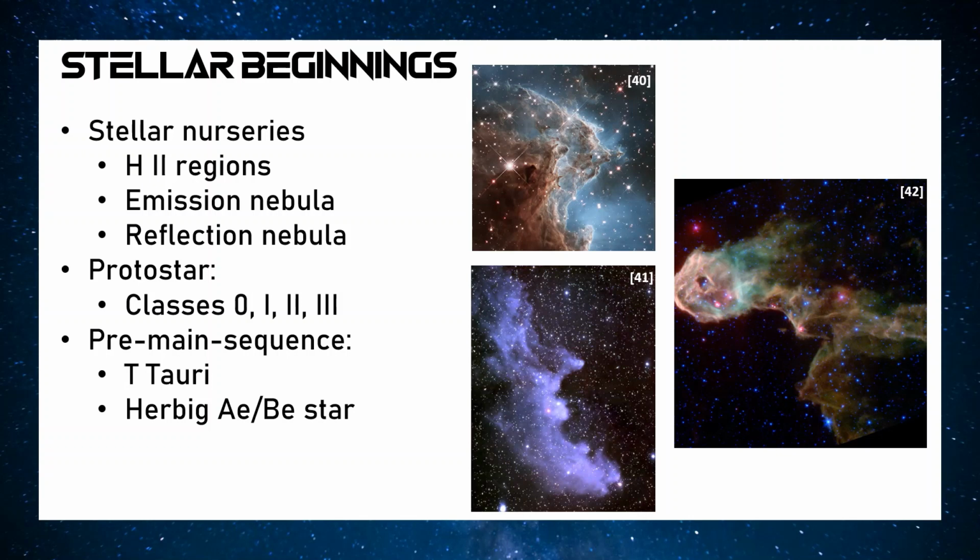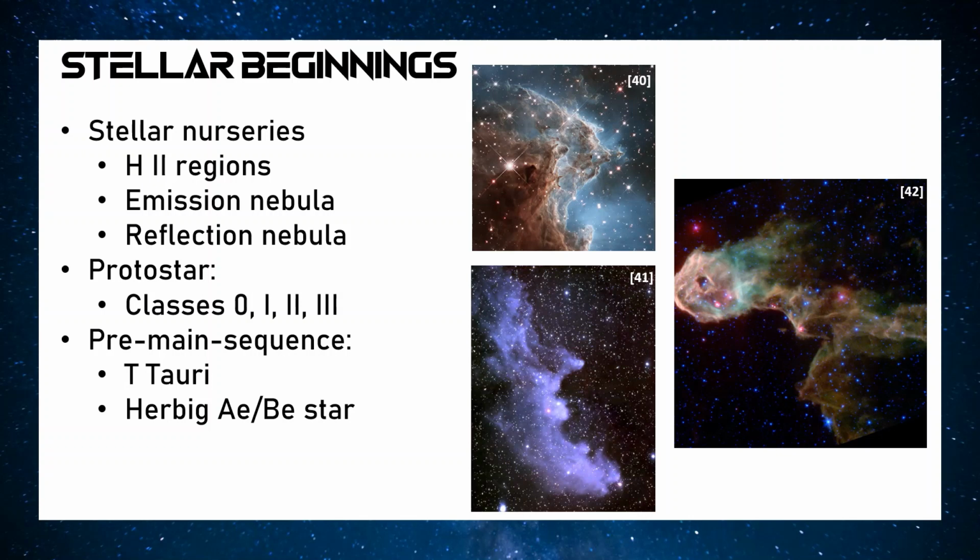There are what's called nebulae. Nebula is a term that's used for several different objects in astronomy. It really is just a cloud of something. So here, the three main ones for stellar nurseries are H II regions. These are large diffuse nebulae.